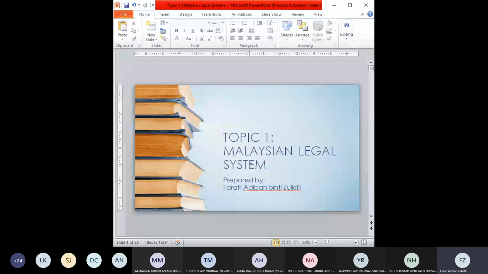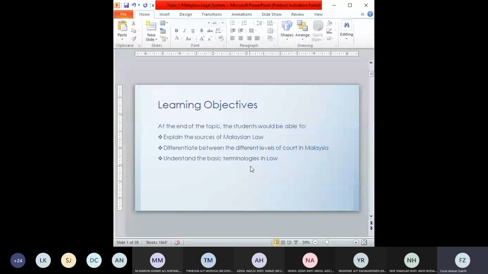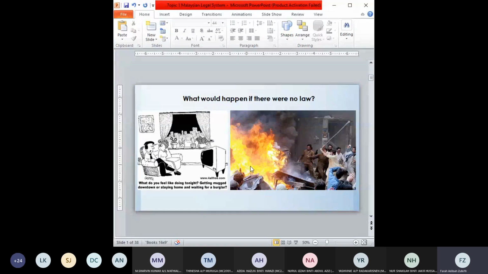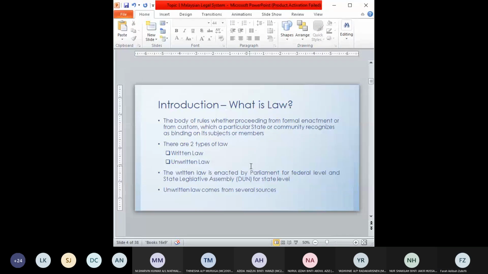Okay, so before we continue, let us recap what we had learned this morning. Okay, so what are the differences between written law and unwritten law? What are the differences between written law and unwritten law?